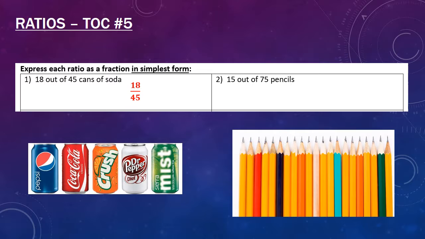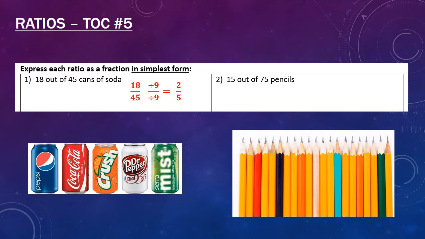So I'm going to divide both by the greatest common factor, which in this case is 9. I could have also divided both by 3, I just have to do it a couple of times. And when I do that, I get a simplified ratio of 2 out of 5. So for every 5 cans of soda, 2 of them are Pepsis.